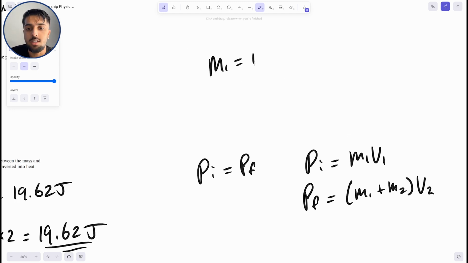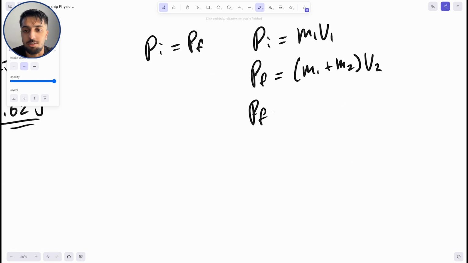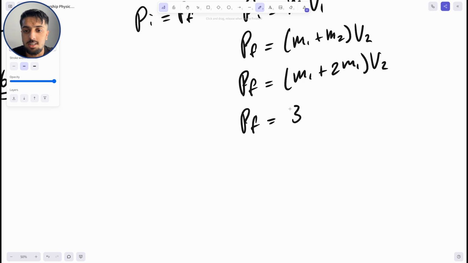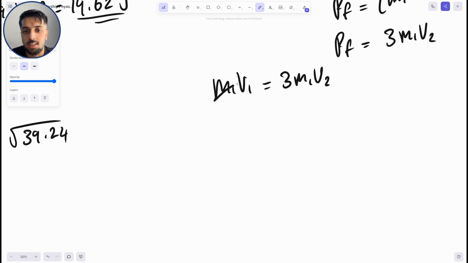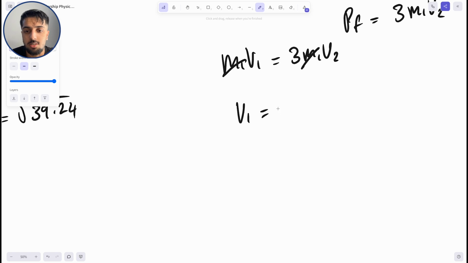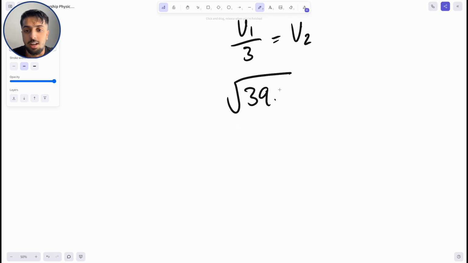Now, as m1 is equal to 1 kg and m2 is equal to 2 kgs, m2 is equal to 2m1. And so therefore we can rewrite the momentum finally as m1 plus 2m1 times v2. And therefore the momentum finally is equal to 3m1 v2. Therefore, m1 v1 is equal to 3m1 v2. Cancelling m1 on both sides, we get v1 is equal to 3v2, and therefore v1 all over 3 is equal to v2. Plugging in our value of v1, the square root of 39.24 all over 3 is equal to v2.